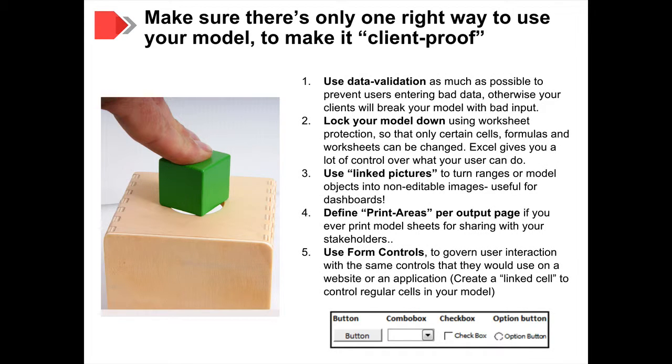And my final trick for creating client-ready models is to use form controls. These use very standard web-like interactions to allow your users to edit key variables in your model using things they're familiar with: checkboxes, buttons, combo boxes, or option buttons. Let's go create some of those now.